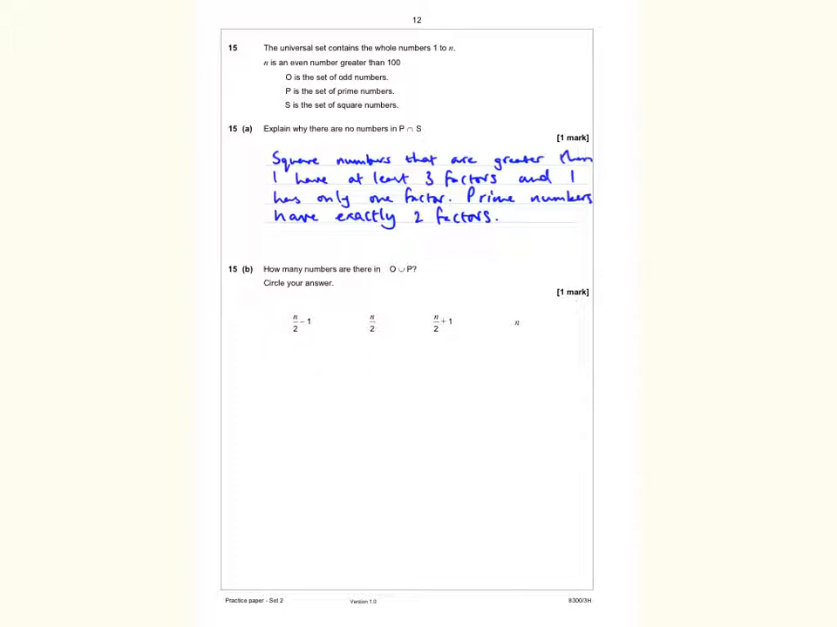So half of the numbers are odd. Okay, so just O is n over 2. And if I include all of the prime numbers, I have to also include 2, which is one more. So n over 2 add 1 would be our answer here.